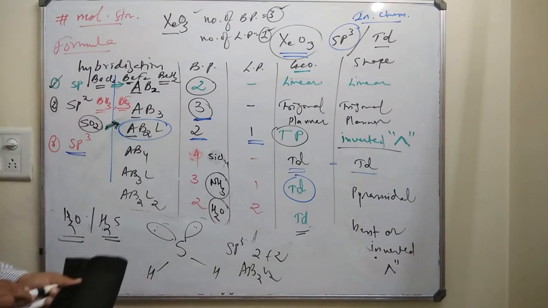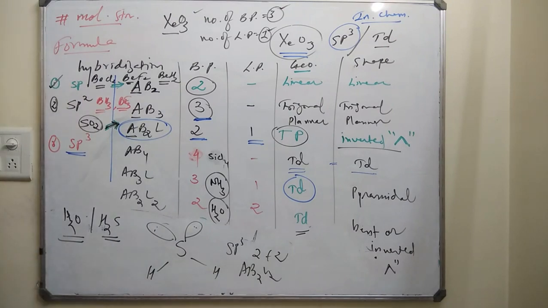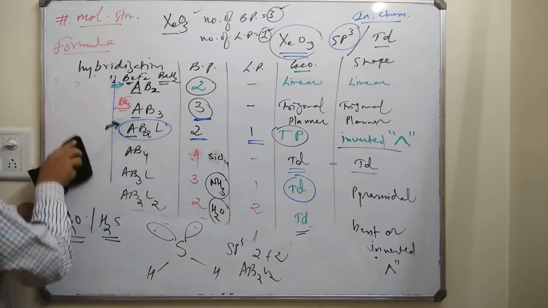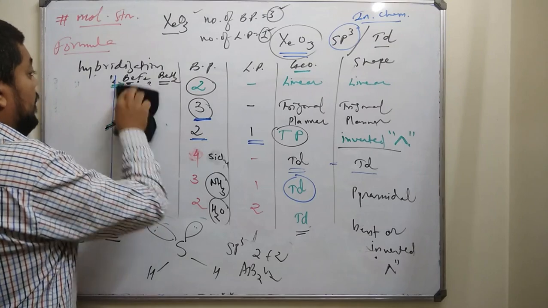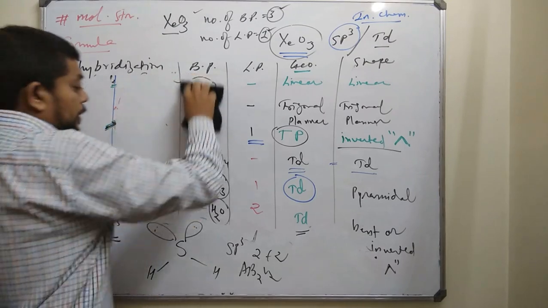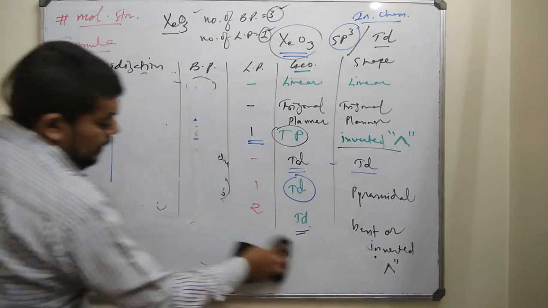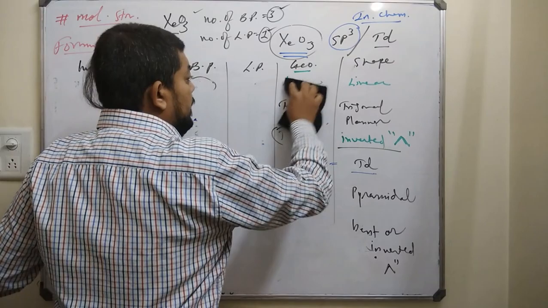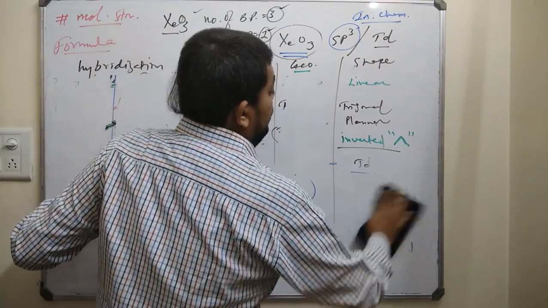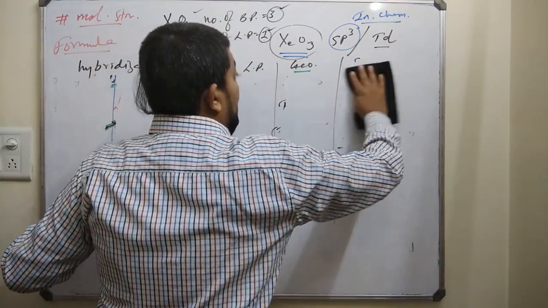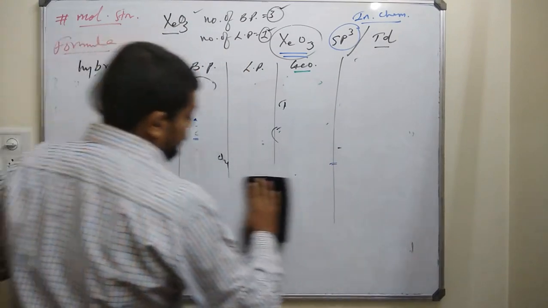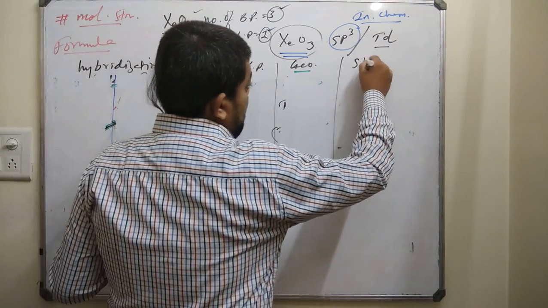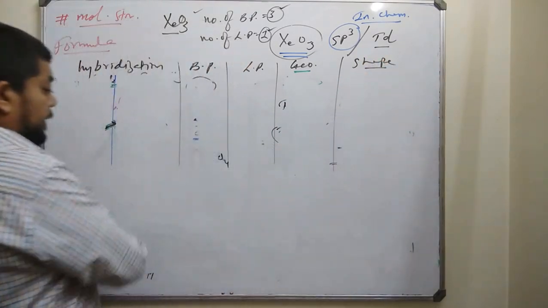So friends, I hope you are clear, or you are getting the idea that if we are going to encounter such types of questions, we will be very easily able to answer, because now we are clear with what we are doing. So we have done AB2, that is sp. We are clear with AB3 and AB2L, that is sp2, and we are also done with AB4, AB3L and AB2L2, that is also in the case of sp3. So now let us move ahead.